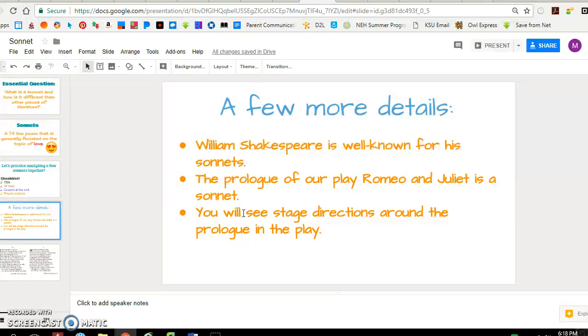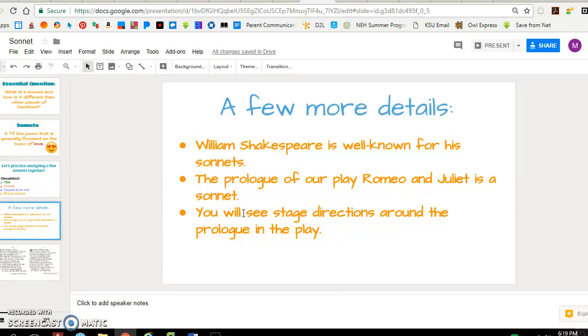Now, if you're not sure what a prologue is, it's a preview. It is an introduction to the play. So at the very, very beginning, you will see a sonnet, a 14-line poem with a rhyming couplet at the end that follows that specific rhyme scheme, and it will be titled Prologue. That sonnet will give us a preview or introduction to the story. It gives us actually a couple spoilers, but you can think of it like a movie trailer because it's a preview or introduction to Romeo and Juliet.